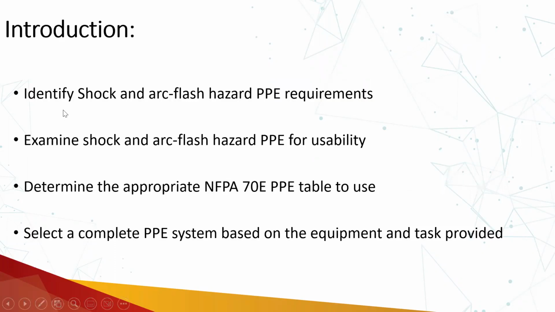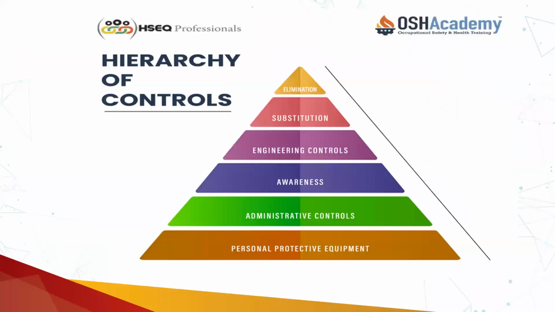So identify the shock and arc flash hazard PPE requirement, examine the shock and arc flash hazard PPE, determine the appropriate NFPA 70E tables for use, and select a complete PPE system based on equipment and task provided. Here we are discussing the hierarchy of risk control. The last lecture was more about administrative control, in which we also talked about completing your energized electrical work permit, job briefing, job planning, and the risk assessment part as well.